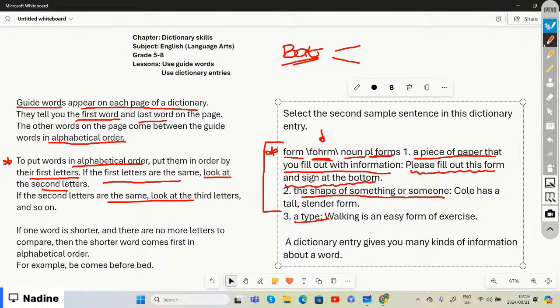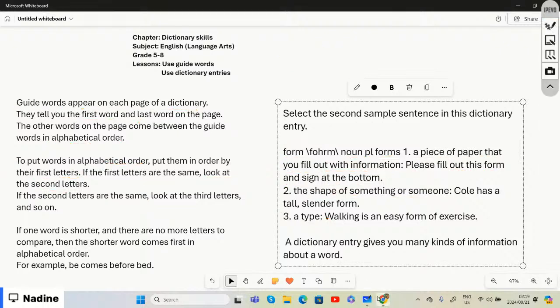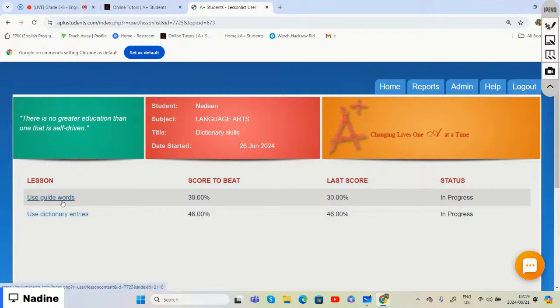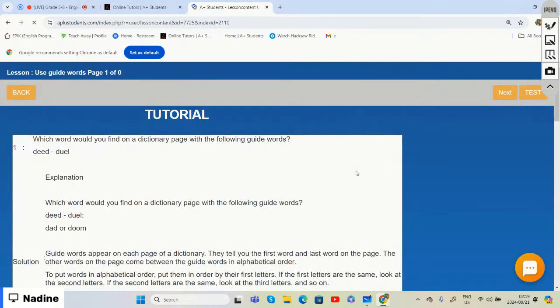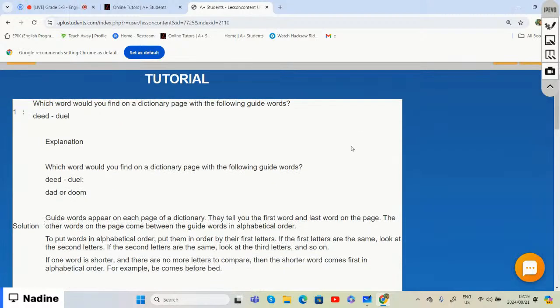All right. So now we're going to aplusstudents.ca and we're going to use guide words. Guide words, once again, appear on each page of a dictionary. They tell you the first word on the page and the last word on the page, and every other word in between. The guide words need to be in alphabetical order. And we are going to look at a few examples of how we can use guide words.